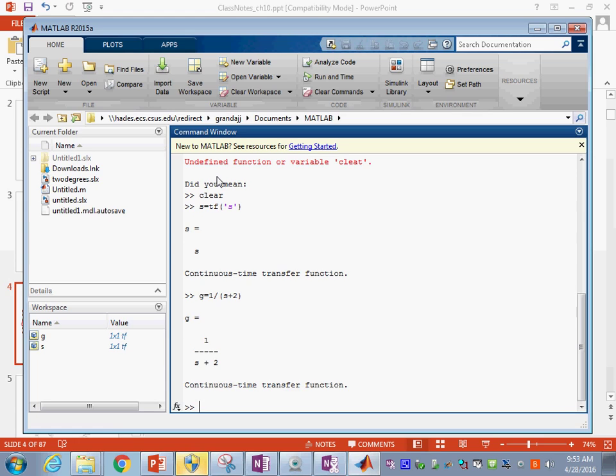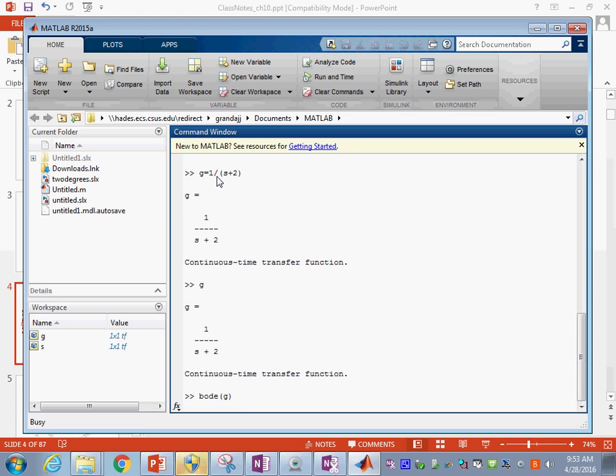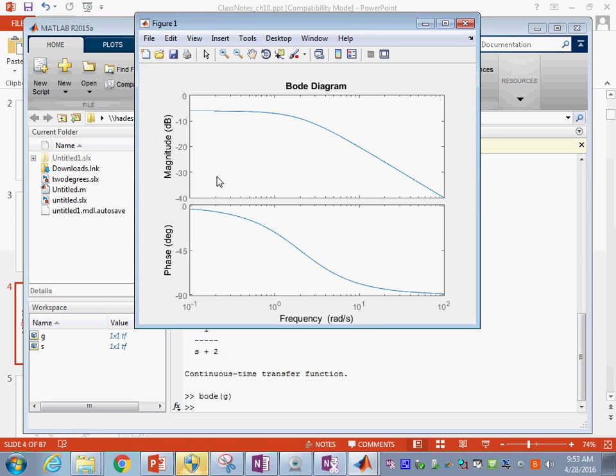But in here, we have the variable g, which is the transfer function. If I say do the Bode plot of g like this, then the computer is supposed to do both of those plots, the amplitude as well as the angle, and that's exactly what you have on the screen right now, and that's the Bode diagram.